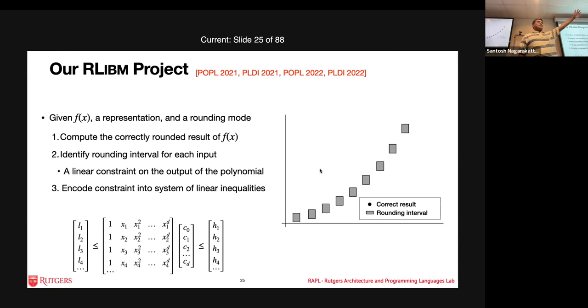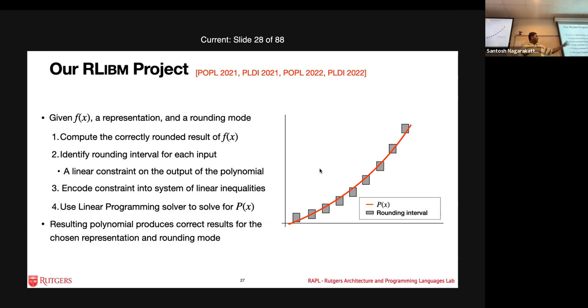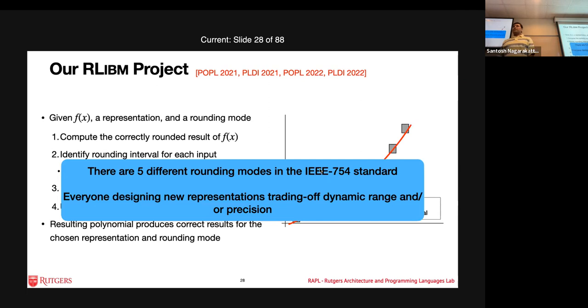So, directly approximate the correctly rounded result. Then there is an interval of real values around the correctly rounded result that imposes a linear constraint. You have an LP problem, solve it. There you go. You have a polynomial that produces correct results for all inputs. So at least if you have one representation and one rounding mode, now we have a method to solve it. Life would have been ideal if there was only one representation and one rounding mode. But everyone is designing their own representation. Why? Performance. You want to do your face recognition very quickly, so people want amazing floating point performance. They're designing various representations, trading off the dynamic range and the precision.